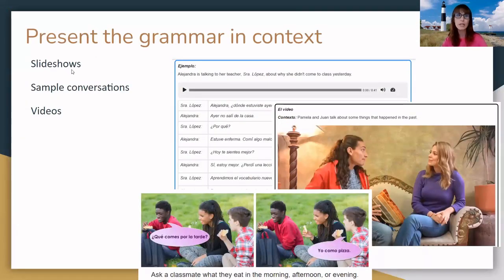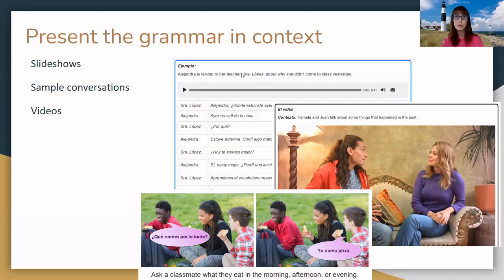All right, so then we're going to present the grammar in context. Just like with the vocabulary, we have slideshows. You can see down here at the very bottom, some people having a conversation about food. It's almost like a comic strip, but you've got that example there. And then you've got a prompt to get your students asking each other so that they're using the vocabulary themselves. So those slideshows are really good for putting the grammar into context in a very easily modeled way.